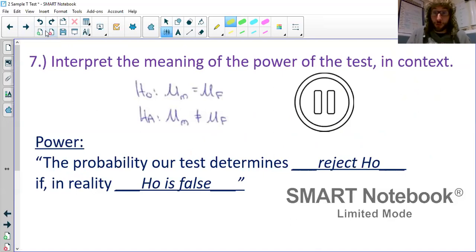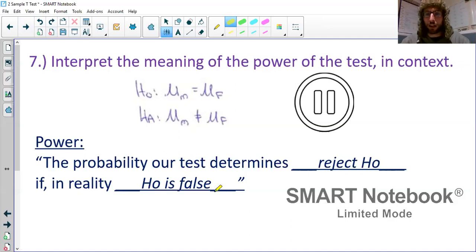If we reject the null, we determine a person was guilty, and if the null was false, that would mean the person is actually guilty. So power is a good thing. We want our test to have high power. It's the probability we diagnose someone with COVID if they actually have COVID. So we want 100% power. Unfortunately, our statistical tests aren't perfect.